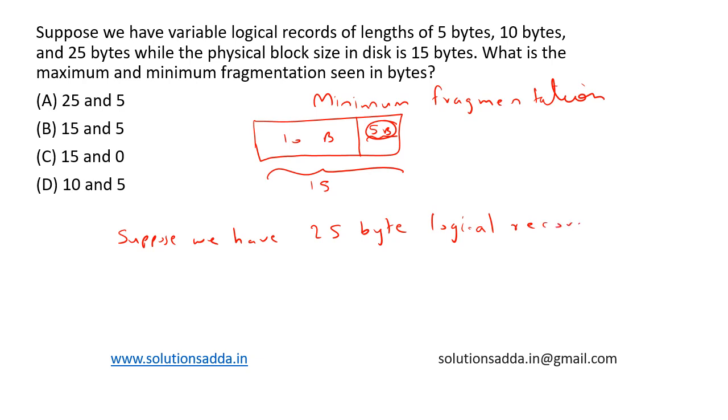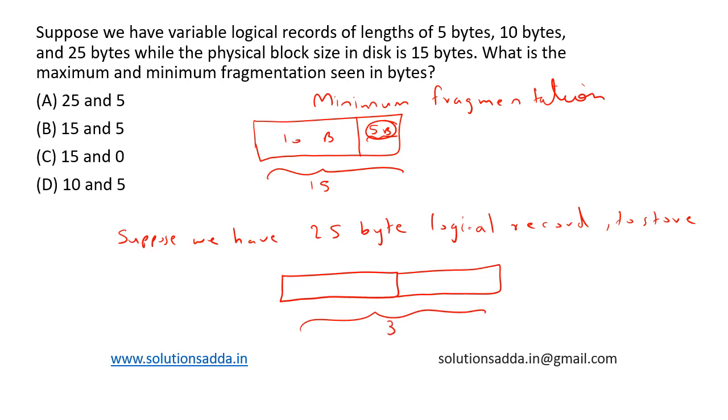To store it, we require two continuous 15-byte blocks. First block and this is the second block. Both together will be 30 bytes and the variable length record will be 25 bytes. So we have the remaining 5 bytes. So the minimum fragmentation is 5 bytes.